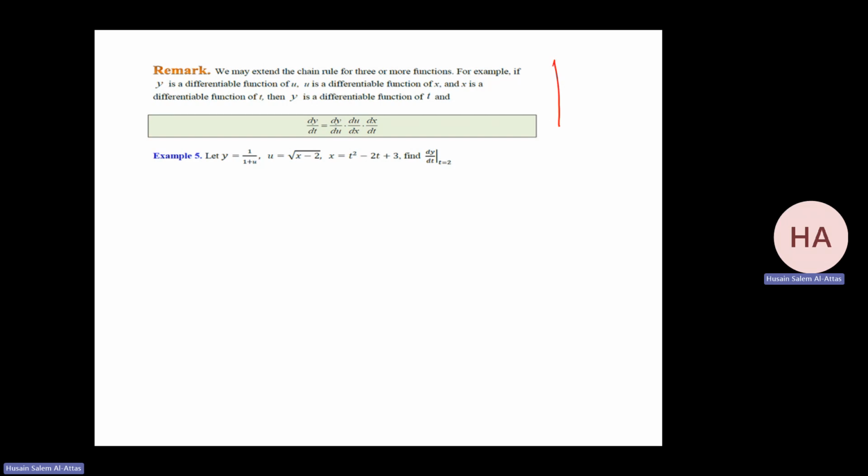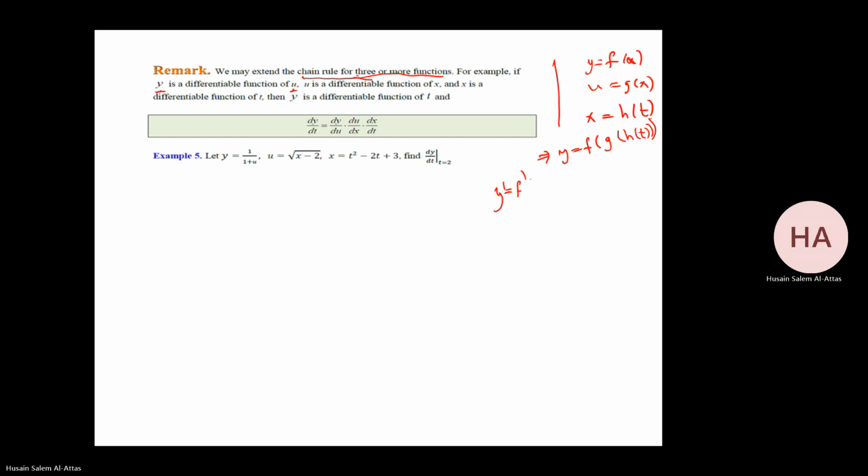We'll continue working with section 3.4, which is the chain rule. In this part, we'll talk about not only a function of a function, but three or more functions. I want to do the chain rule for three or more functions. So if y is a function of u, y equals f of u, and u is a function of x, g of x, and x is a function of t, that means y is a function of g of h of t. So I have a function of a function of a function. What will be the derivative?